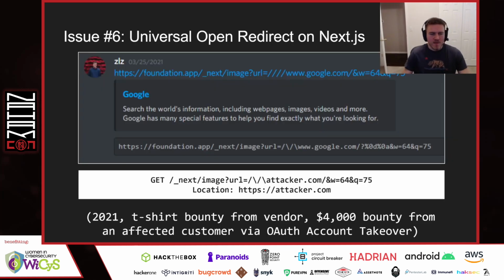Another similar issue is a universal open redirect on Next.js. And Next.js is the same thing. It's deployed through Vercel and it's used on every crypto website. And what you're able to do, in the next image library, is use // and load in a resource from an attacker-controlled domain or redirect the user to an attacker-controlled domain. We actually reported this to Vercel, and then we also reported this to an affected customer where it was account takeover, and they were generous enough to give us a $4,000 bounty, so that was really nice.